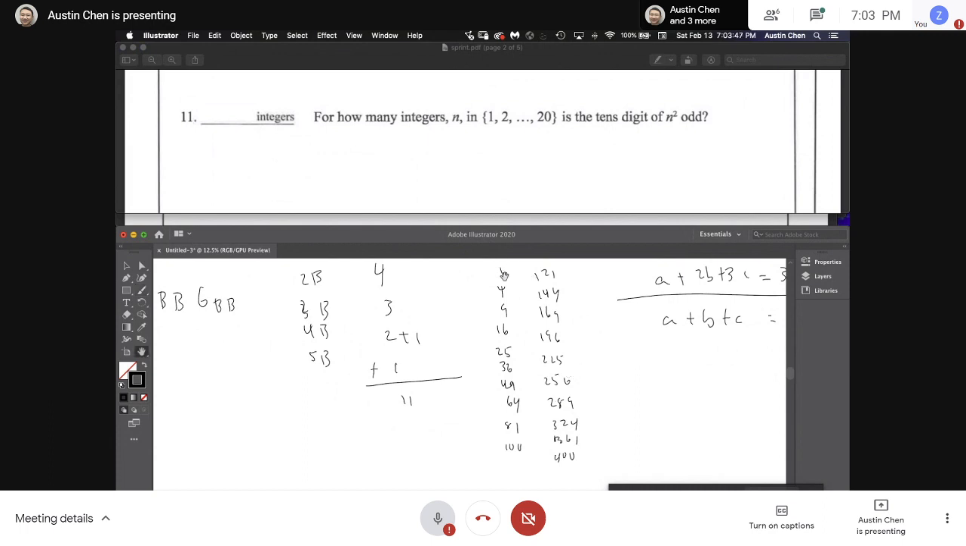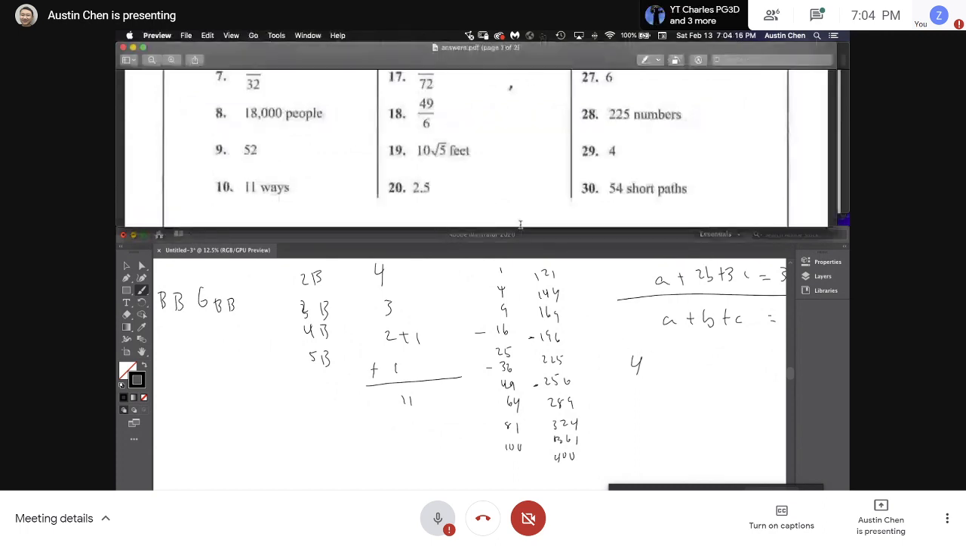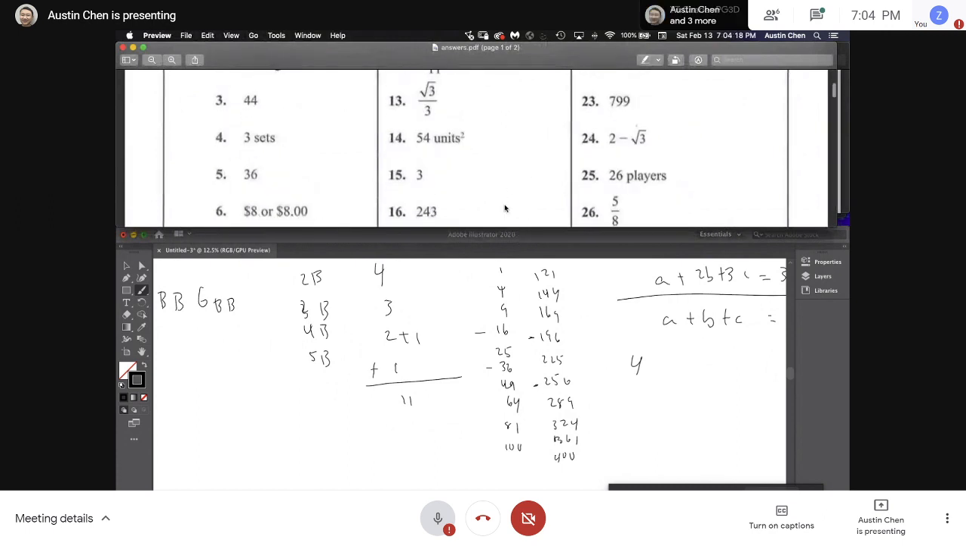And now we just look at which of these have an odd tens digit. We have one here on 16. We have one here on 36. These are all even, even. And then this one is 5, odd. Even. Wait. Oh, no. This one is odd. My bad. The 9 is odd. Okay. And then all the rest are even. So then we just have 4 integers that work. And that should be your answer.